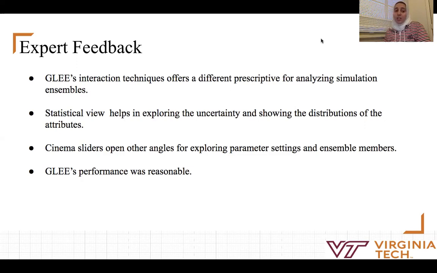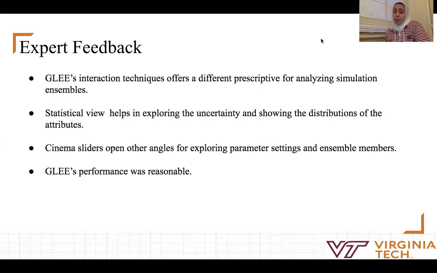One other point is that the statistical view helps them explore the uncertainty and show the distributions in the data. Another point is confirming the conclusions they were able to derive from the statistical, parameter, and ensemble views. In addition, they say using the cinema slider with 3 data sets offers a different way of exploring data, as they're seeing the data from different angles and perspectives. This helps them group their ensemble members differently, and this gets them more insights and more intuition. GLEE is an exploration tool at the end, so they're trying to explore the data.